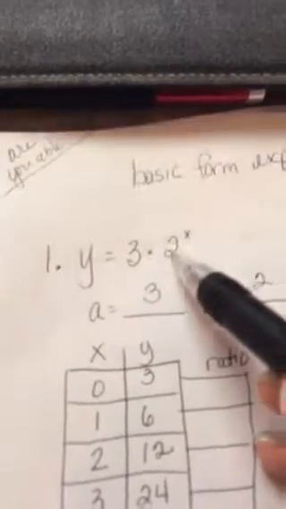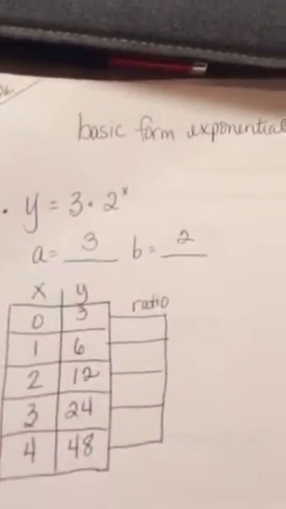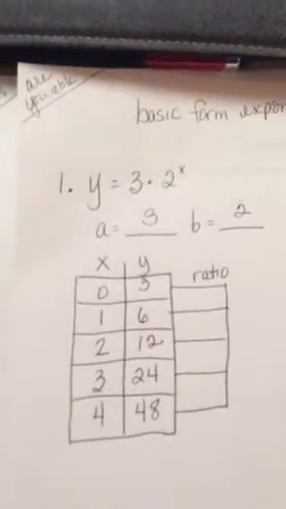Now, knowing that the general form is a times b to the x power, hopefully you can look at this equation and know that a is 3 and b is 2. B is the one that's being raised to the power. So what happens if it's something like just 2 to the x power? If this 3 wasn't here at all, hopefully you'll realize that a in that case would be 1, and that's allowed, and that's okay.